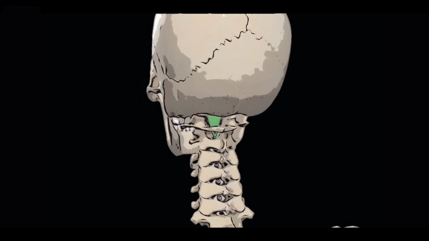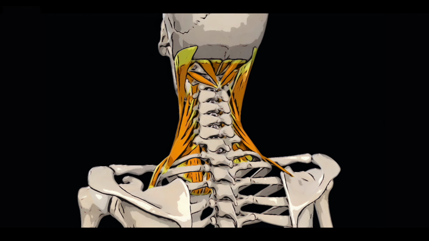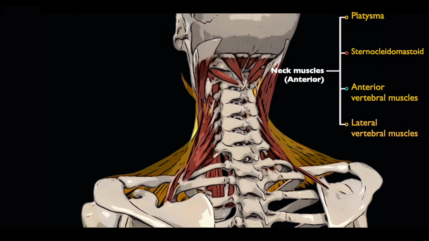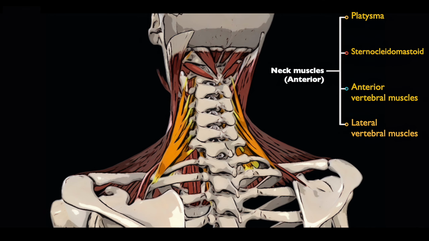Next, we'll review the musculature of the cervical spine. Note that I've already discussed the intrinsic and extrinsic muscles of the back in the introductory video on the spine. Here, I'm going to concentrate on the muscles of the neck. The anterior neck muscles include the platysma, sternocleidomastoid, the anterior vertebral muscles, and the lateral vertebral muscles.